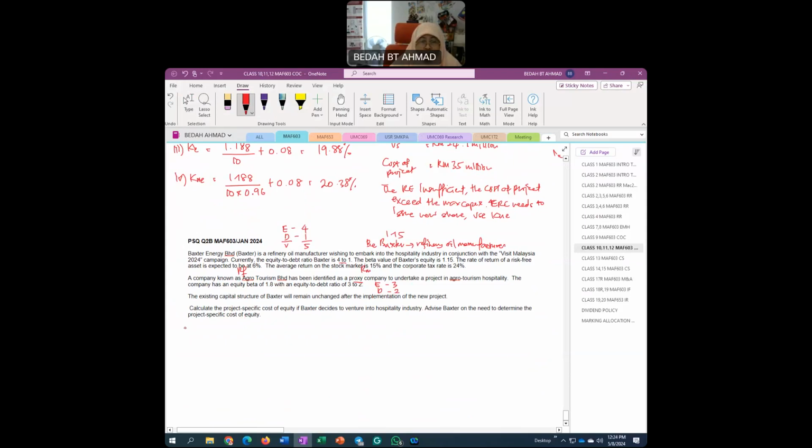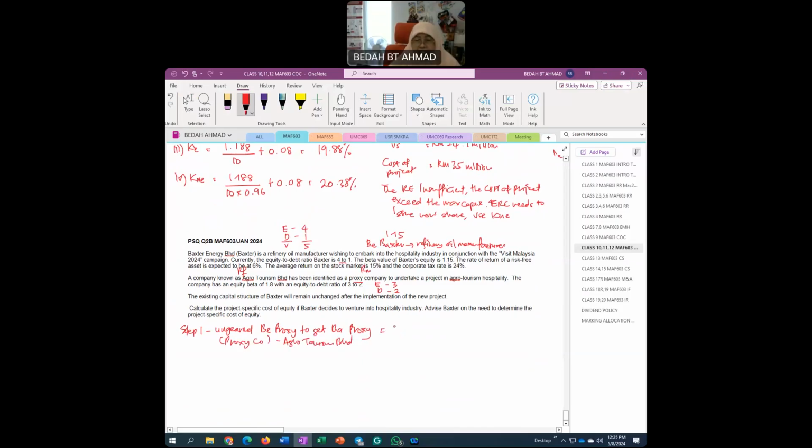Okay, first we need to calculate. So step by step. Step 1, you need to ungear first. Ungear the beta equity proxy to get the beta assets proxy. So this one is the proxy company, which is the agrotourism. So we need to ungear.